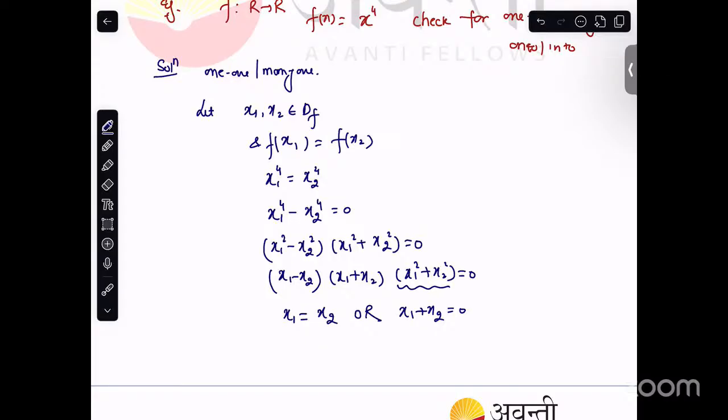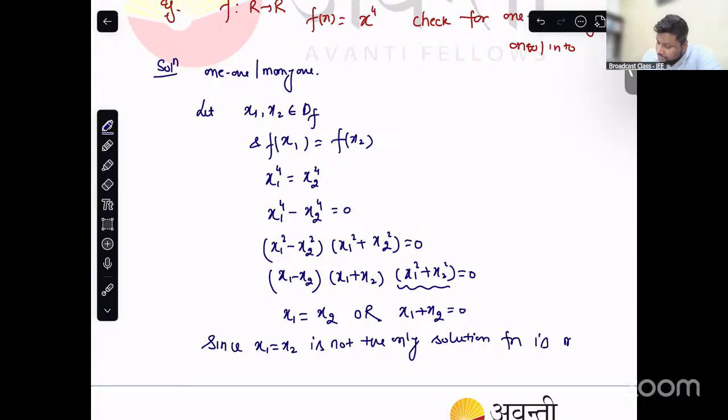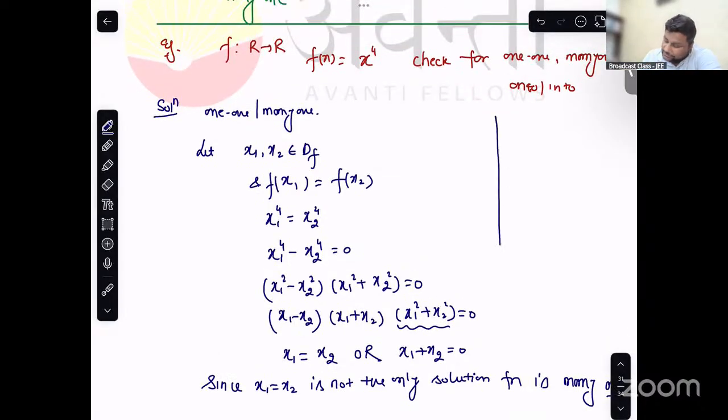No, sir. You are receiving more solutions also, like x1 equals minus x2. So, since x1 equals x2 is not the only solution, the function is many-one. Understood?